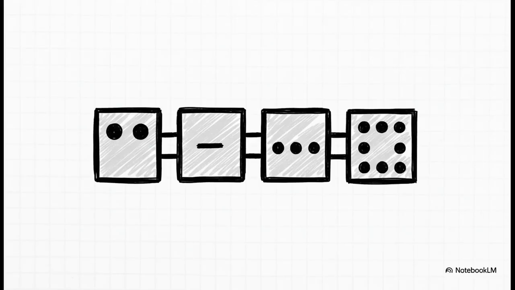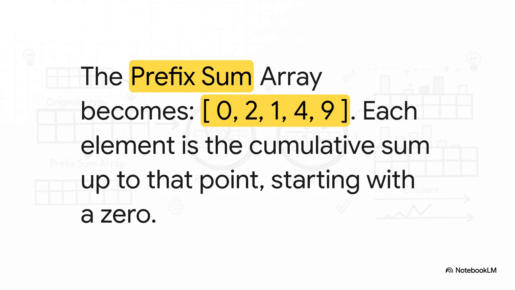Okay, let's make this real with a quick example. Say this is our original array with just 4 numbers: 2, -1, 3, and 5. So how do we get from that to this prefix sum array? Well, we usually stick a 0 at the beginning. Trust me, it makes the math way easier later. Then it's just a running total. 0 plus 2 gets you 2. Then 2 plus -1, that's 1. 1 plus 3 is 4. And finally, 4 plus 5 is 9. See? It's literally just the cumulative sum as we walk along the array.